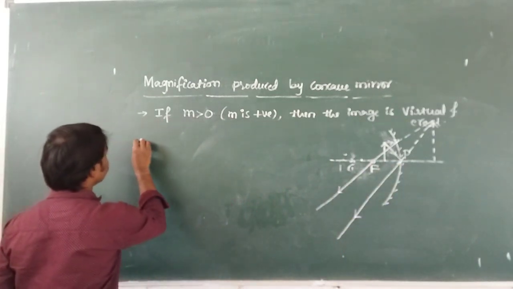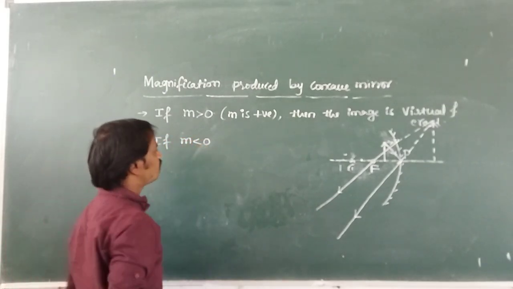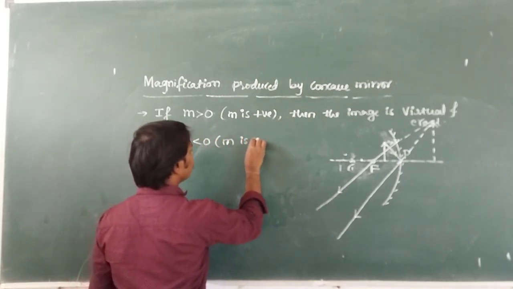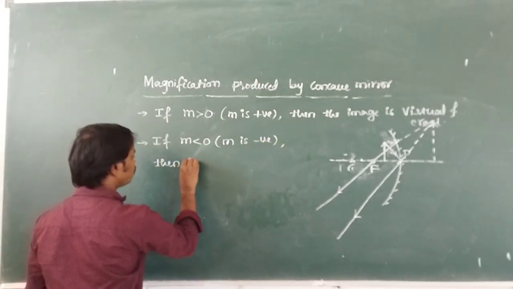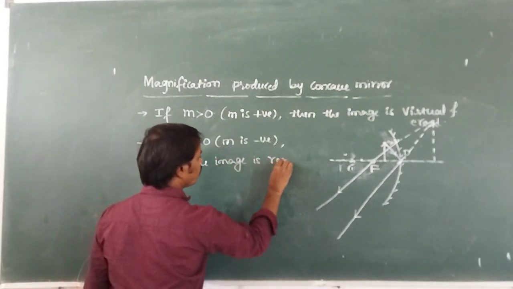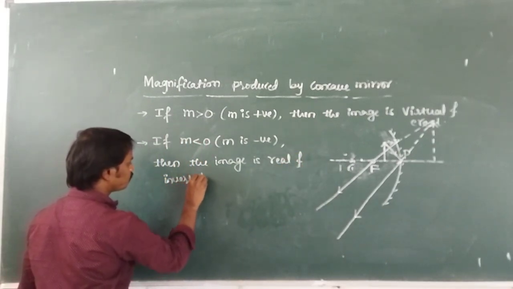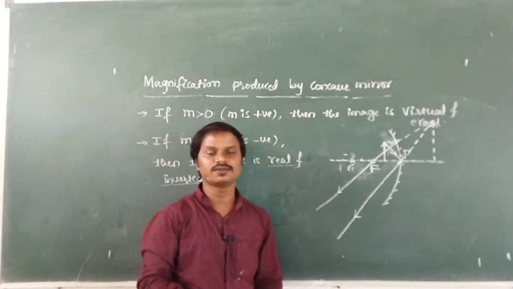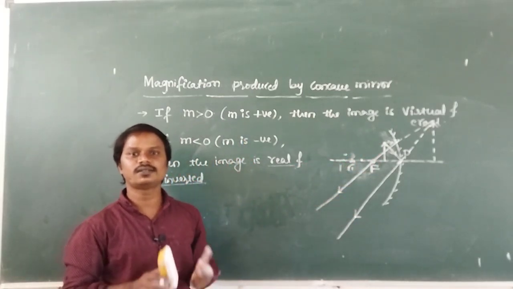Next point, if m is less than 0, means here the magnification is negative, then the image is real and inverted. The nature of the image is real and inverted. We say the image is inverted when the object is upside and the image is downside.